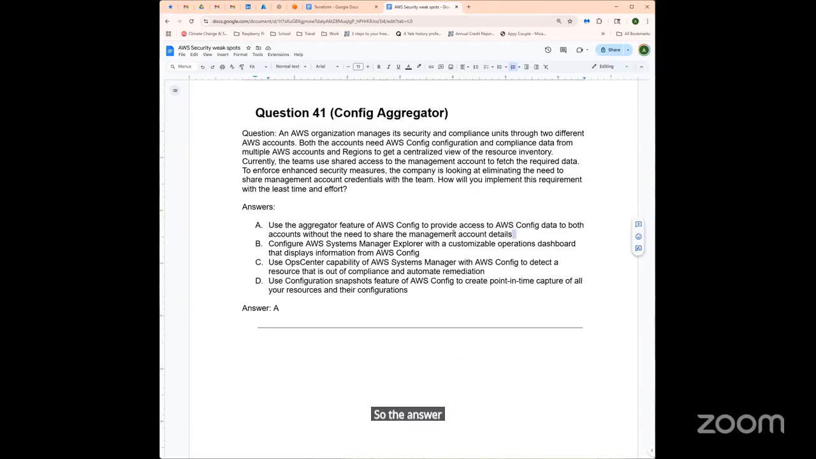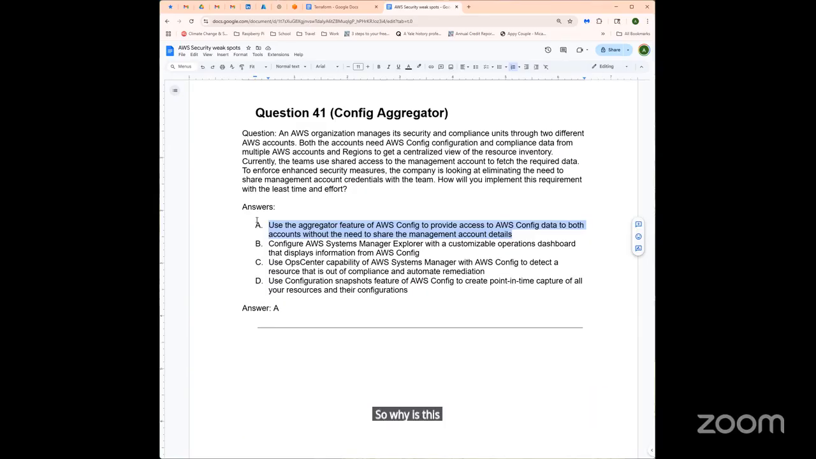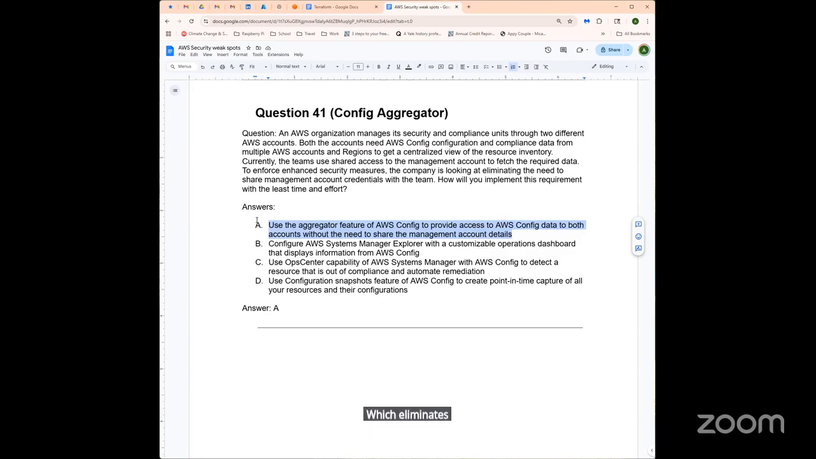So the answer is A. Use the aggregator feature of Config to provide access to Config data to both accounts without the need to share the management account details. So why is this correct? Config aggregators collect configuration and compliance data from multiple accounts and regions into the designated accounts. Delegated administrator accounts can aggregate organization-wide data without accessing the management account, which eliminates the credential sharing.